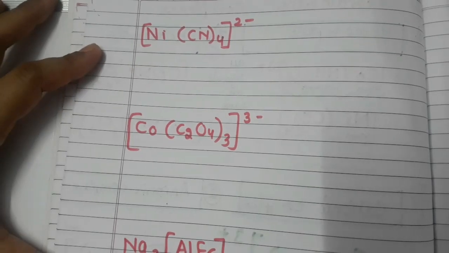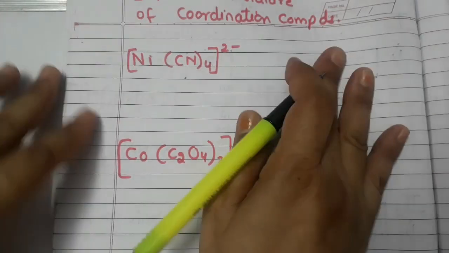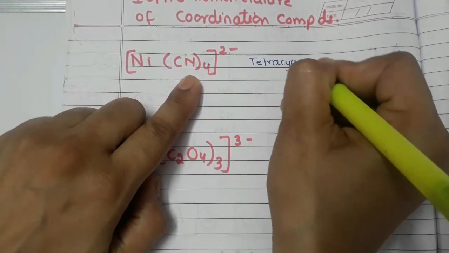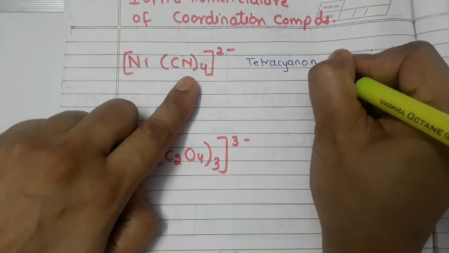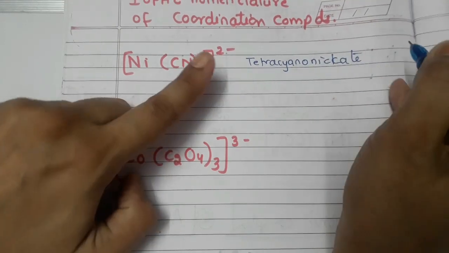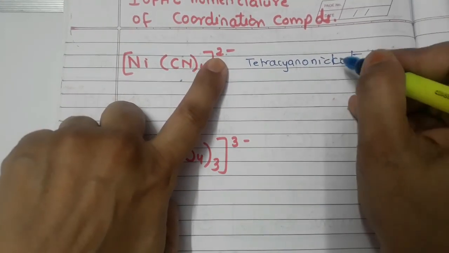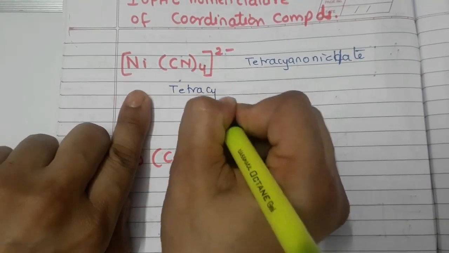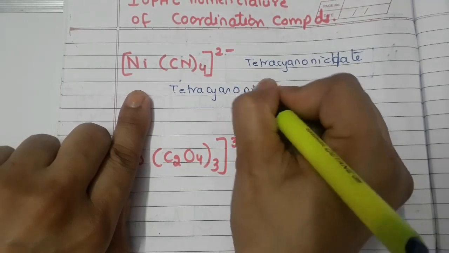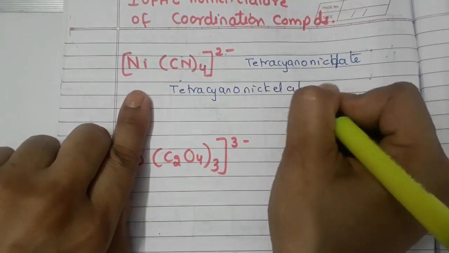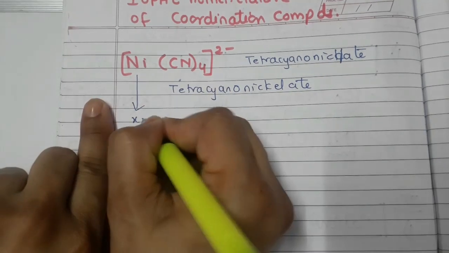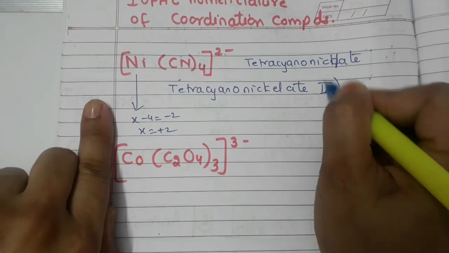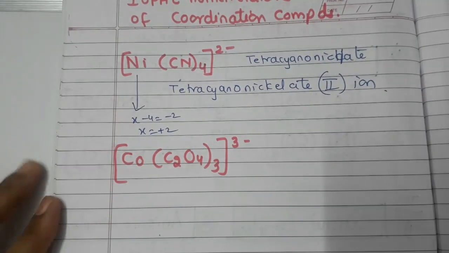Now here we have the anionic complexes. Just have a look at this. This would be tetra cyano, and it is nickelate because it is anion, so the name will end with ate. Tetra cyano nickelate. Now the oxidation state: X minus 4 is equal to minus 2, X is equal to plus 2. So this is the name of this complex.